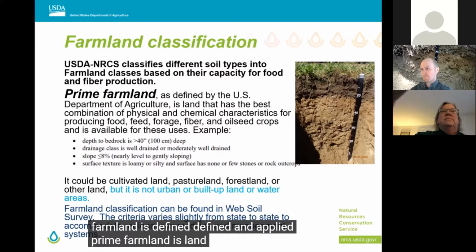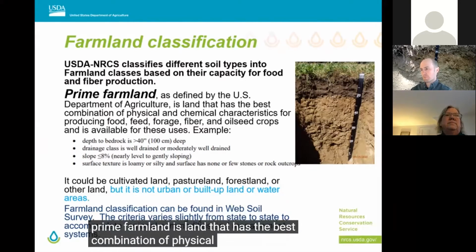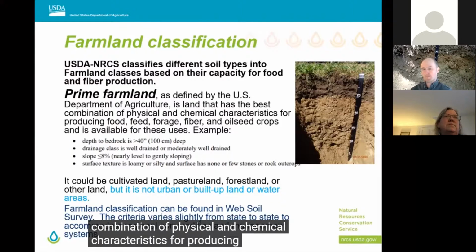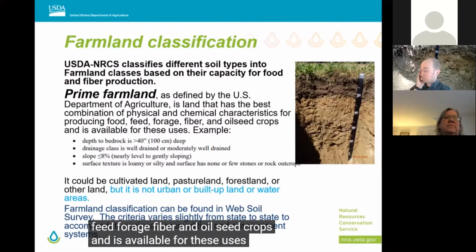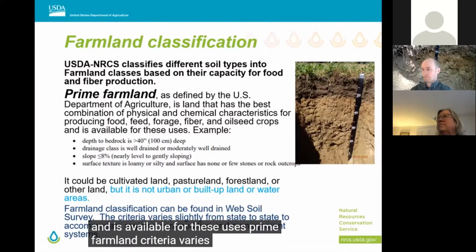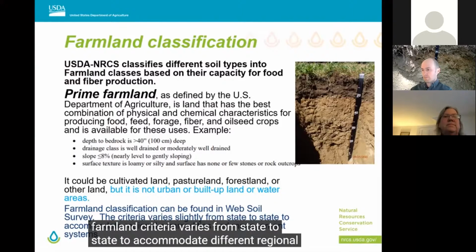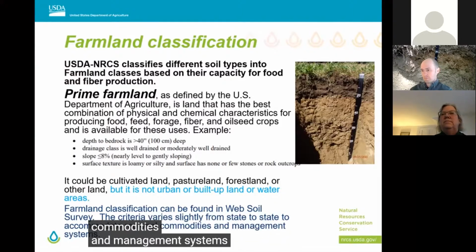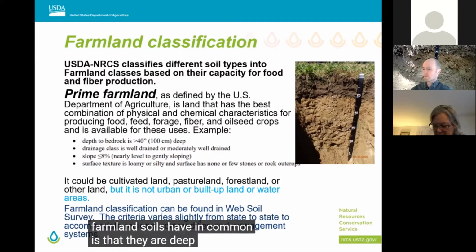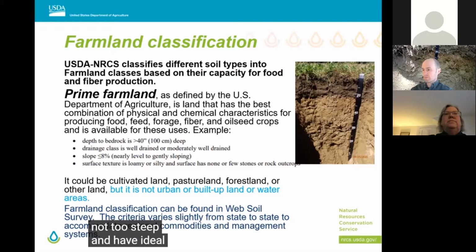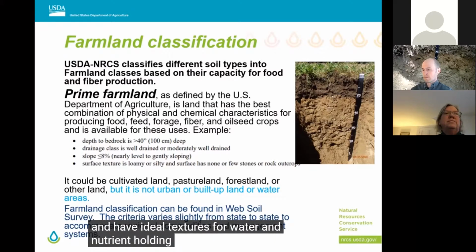Prime farmland is land that has the best combination of physical and chemical characteristics for producing food, feed, forage, fiber, and oilseed crops, and is available for these uses. Prime farmland criteria varies from state to state to accommodate different regional commodities and management systems, but what prime farmland soils have in common is that they are deep, not too wet, not too steep, and have ideal textures for water and nutrient holding.